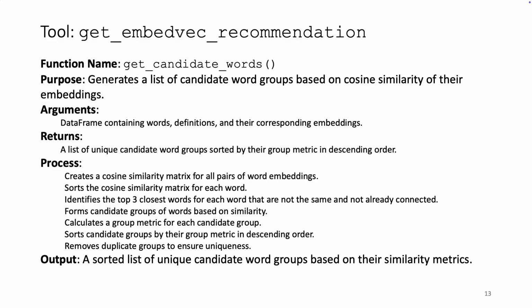The function identifies the closest matches for each word definition. From these, candidate word groups are formed and ranked by a group metric that measures their overall similarity. Duplicate groups are removed to ensure the results are unique and sorted by relevance. A final list of candidate word groups is returned that is used as the basis for recommending a 4-word group.